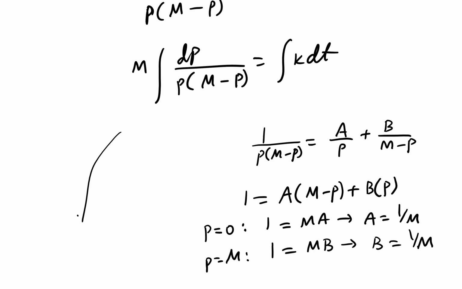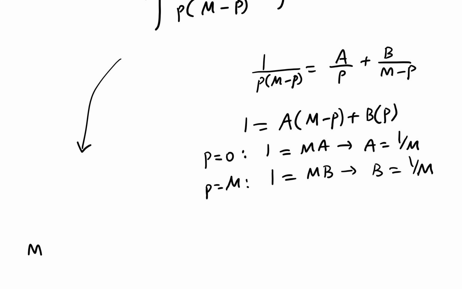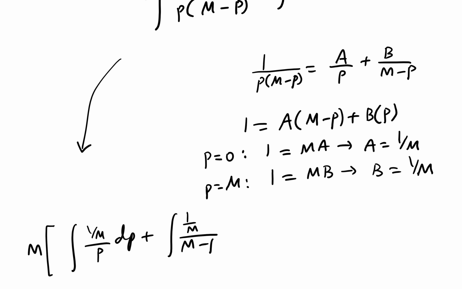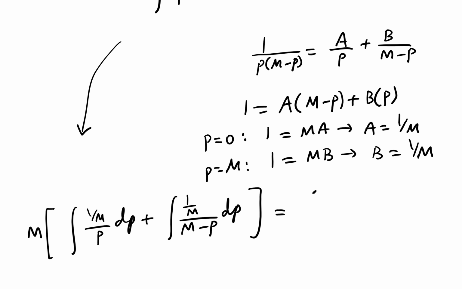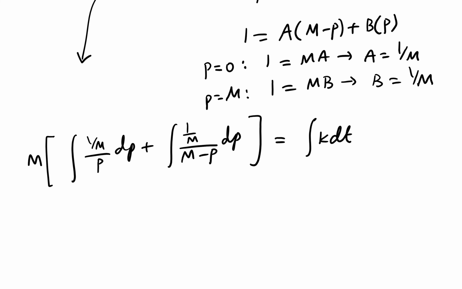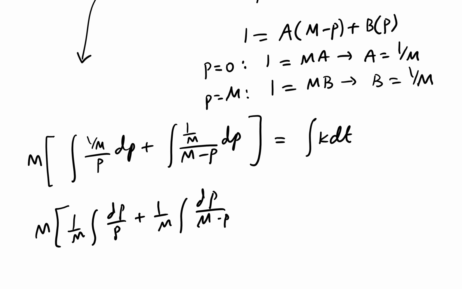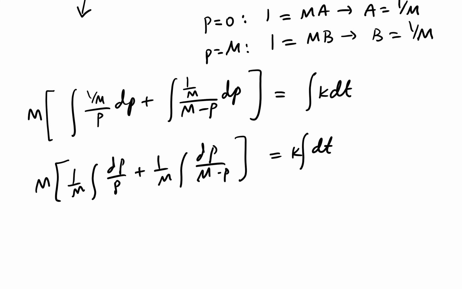Then with all that, we have M times the integral of (1 over M) over P dP, plus the integral of (1 over M) over (M minus P) dP equals k dt. So on the left side, I have M outside, bring the 1 over M out, dP over P, bring 1 over M down, dP over (M minus P) equals, take the k out, dt. Now if you multiply the M out, that will clean up all the M's.